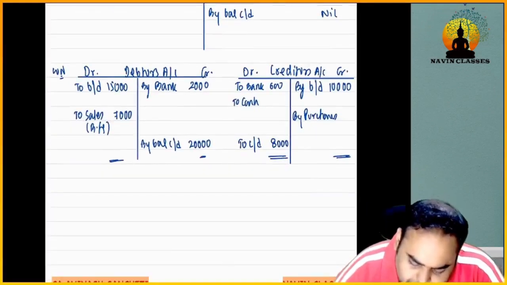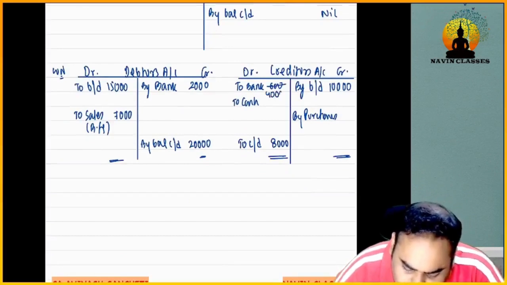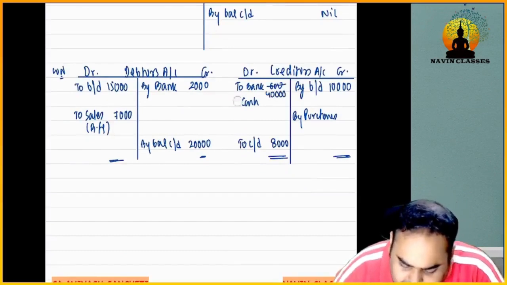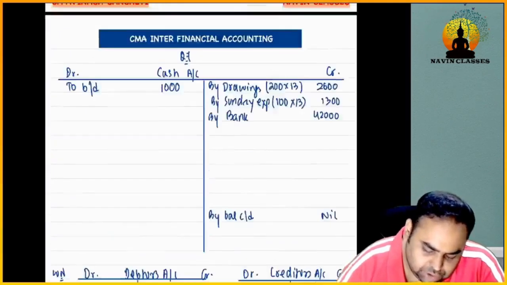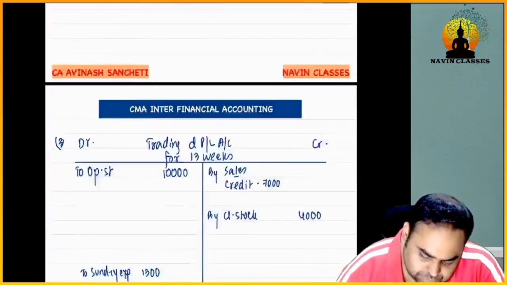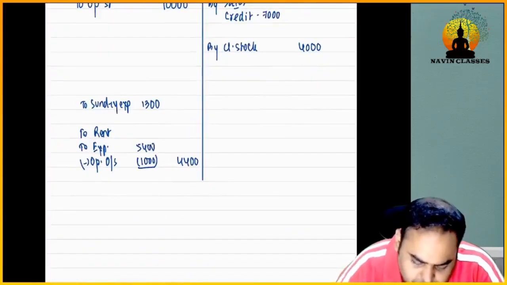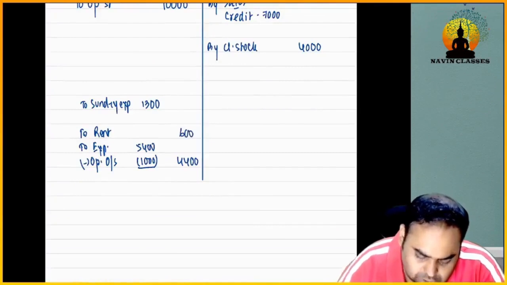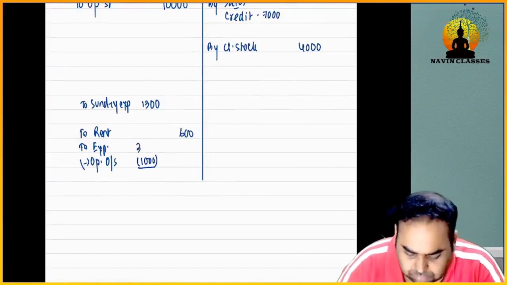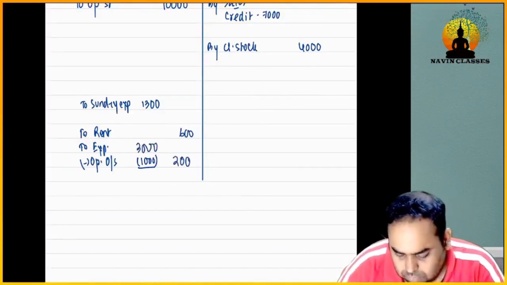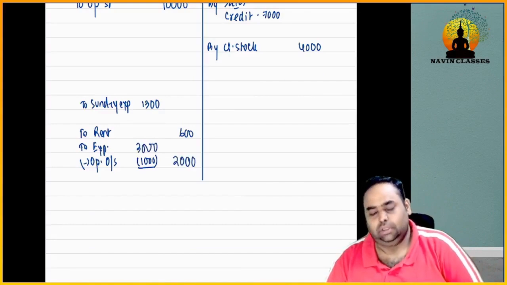I will record the creditors payment here as 40,000. Then the rent is 600. I'll show the rent as 600. And then here the expenses will be 3,000. This figure will change slightly.